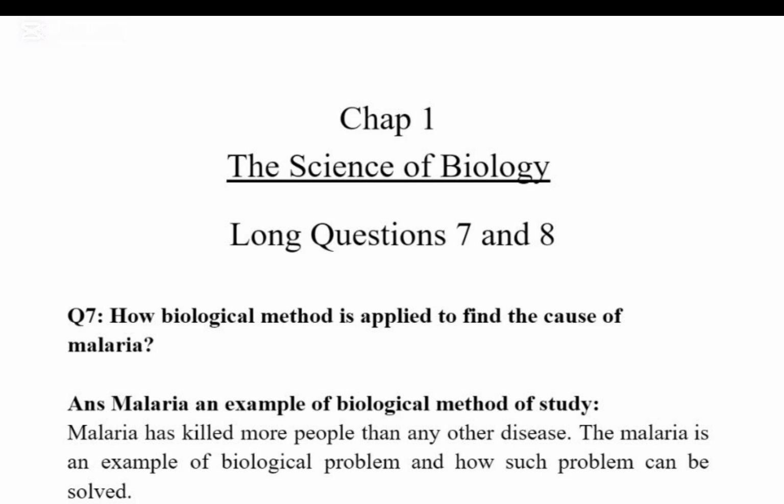Scientists studied malaria as a biological problem and used the biological method to find its cause. So, in this question, we will learn how scientists discovered the cause of malaria using the biological method. The biological method is a step by step way to solve problems in science. Let's see how it was used for malaria.